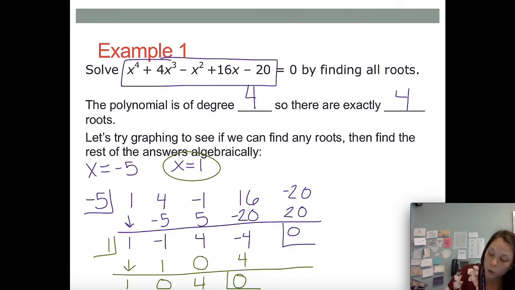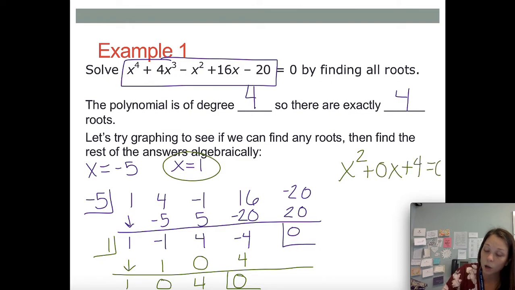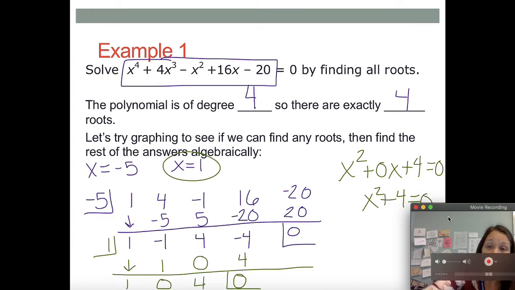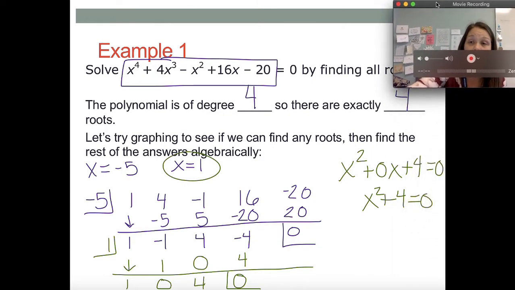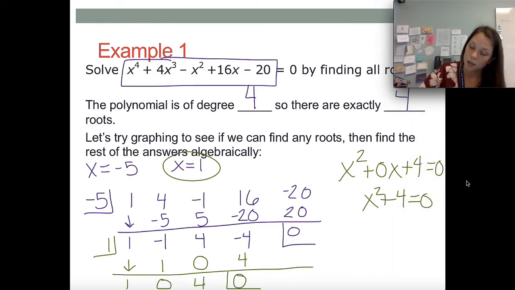So that 1 corresponds to a 1x squared, then plus 0x plus 4. And again, our goal is to find our roots, so we're going to set this equal to 0. Having a 0x doesn't really do anything for us because it's just 0. So really, we have x squared plus 4 equals 0. Solving that for x, I'm going to subtract the 4 over, and that gives me x squared equals -4.